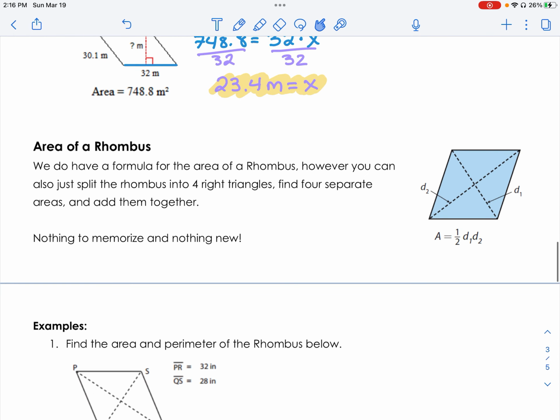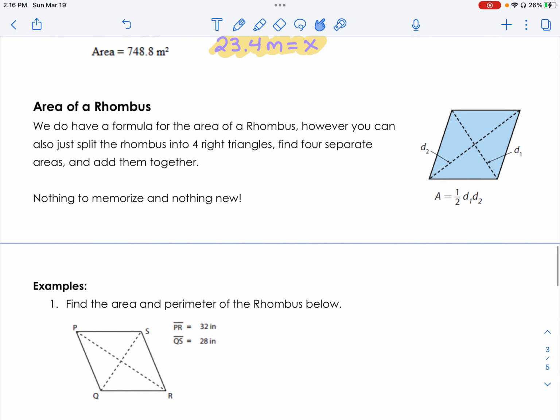All right, kicking right along down to a rhombus. We do have a formula for area of a rhombus, but however, you can just make those 4 right triangles, find 4 separate areas, and add them together. It's nothing really to memorize, nothing new. It's just a way that we can split up this quadrilateral called a rhombus and solve it. Now, it is given by 1/2 d1 times d2, and we call them d for diagonals.